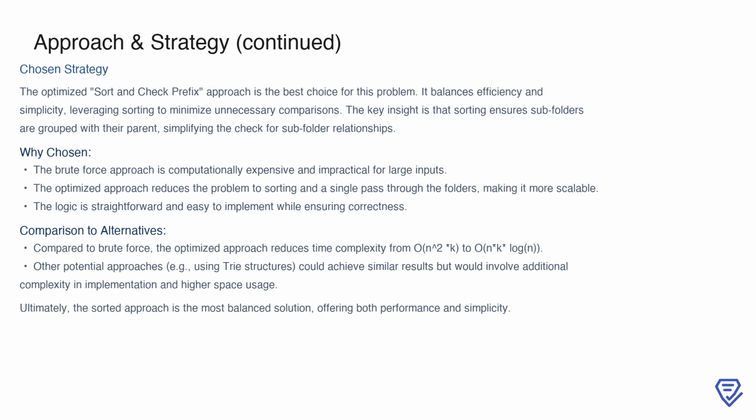On the other hand, the optimized approach reduces the time complexity from O(n * k) to O(n * k * log n), offering significant performance improvements. Alternative methods, like using tree structures, could achieve similar results but would introduce additional complexity and higher space usage, making them less attractive. The sorted approach stands out as the most balanced solution, delivering both performance and ease of implementation without sacrificing correctness. This makes it the ideal choice for solving the problem effectively.